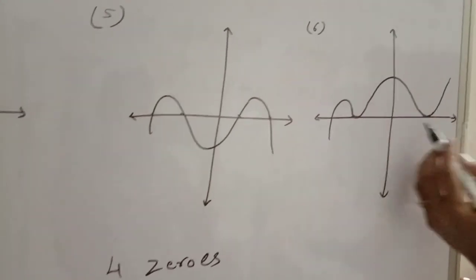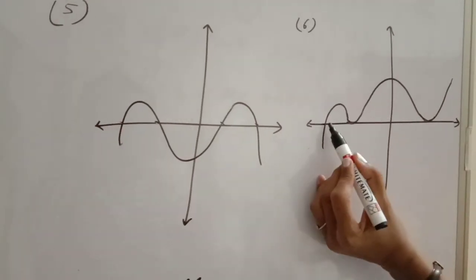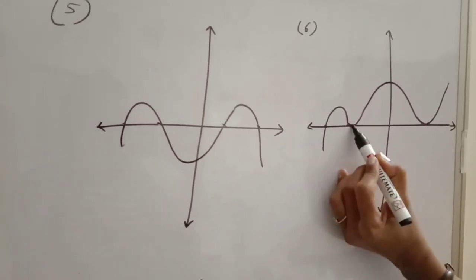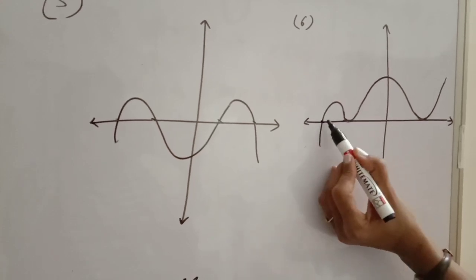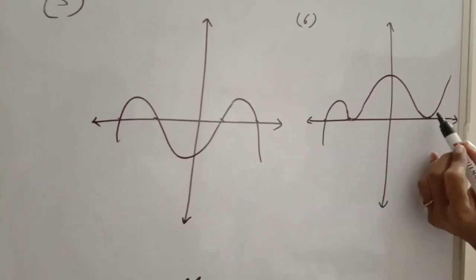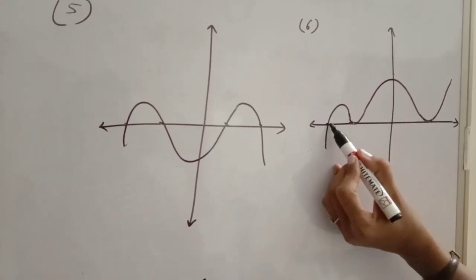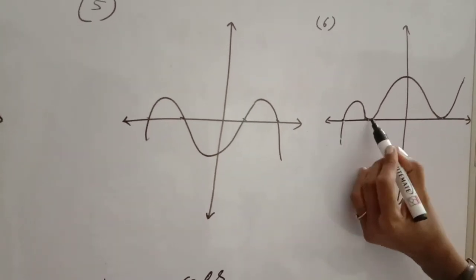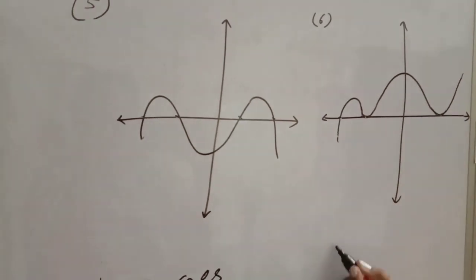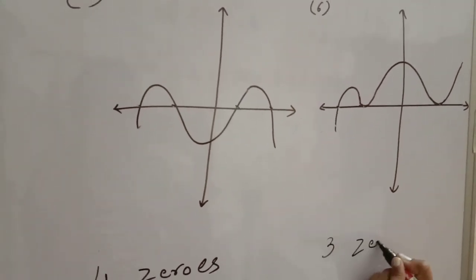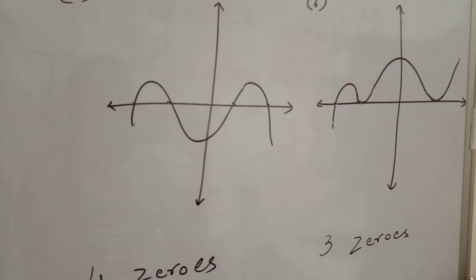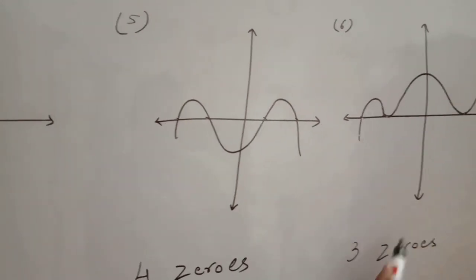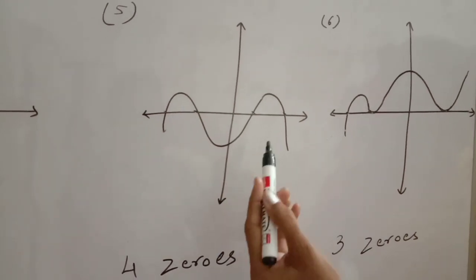Come to the sixth question. Here you see this curve is intersecting at 1 point. Here you see it does not intersect, it is simply touching the x-axis. So 1 point, 2 and 3. So here it is intersecting and here it is simply touching. So 1, 2 and 3. So it has 3 zeros. So in this way, by seeing the graph of the polynomial, we can tell how many zeros they are having.